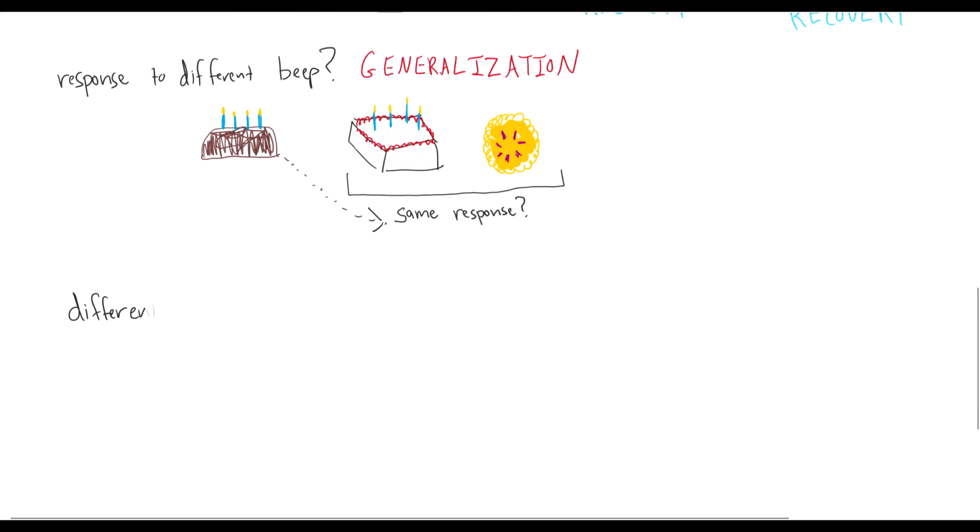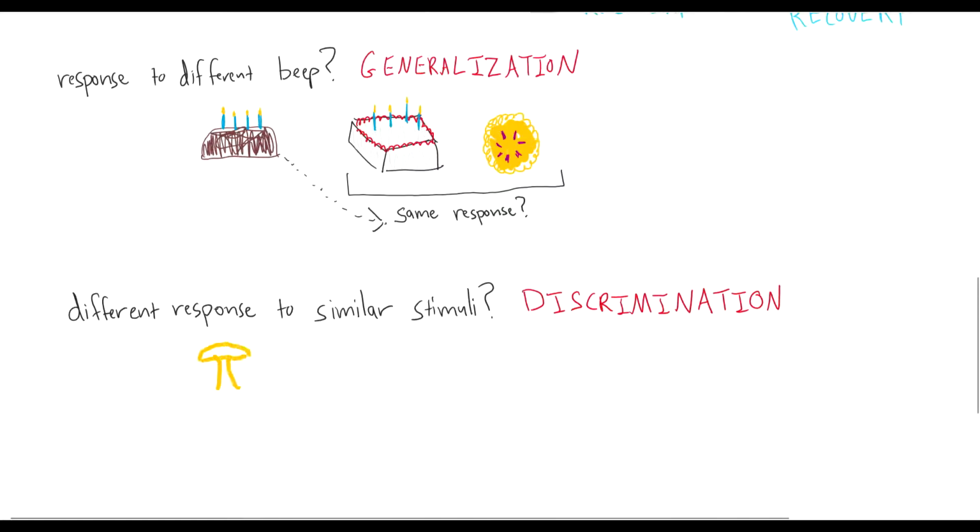On the other side, we can see different responses to similar stimuli, and this is a process called discrimination. For example, when eating a mushroom out in the forest, there might be two mushrooms that look similar, but one is edible and one is poisonous. It's important, even though they look similar, that we learn to discriminate between these two stimuli.